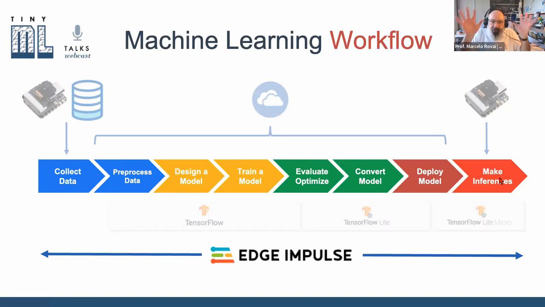So it's important for everyone to remember that when talking about machine learning on those tiny devices, what we are talking about in this case is doing the inference in the device. All the previous steps, from pre-processing the data, designing the model, training the model, etc., are done in the cloud. In our case, in the cloud of Edge Impulse, that we will use today.